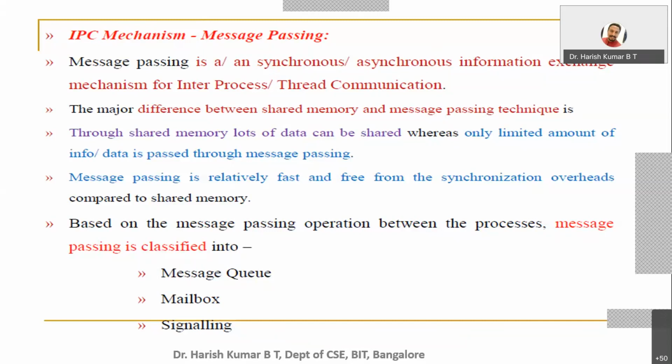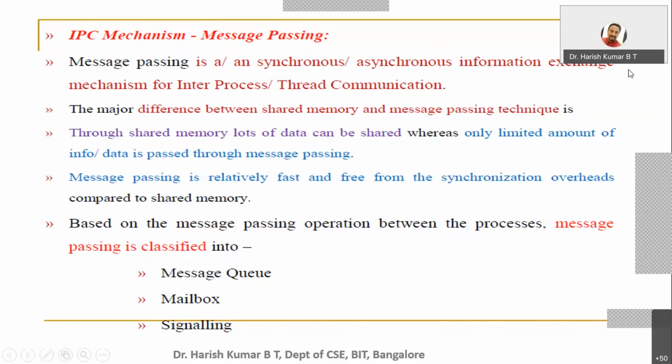Under shared memory, we discussed all these things, and you understood memory mapped objects. Under pipes, there are two types: anonymous pipes and named pipes. Now this is the second IPC mechanism, that is message passing.